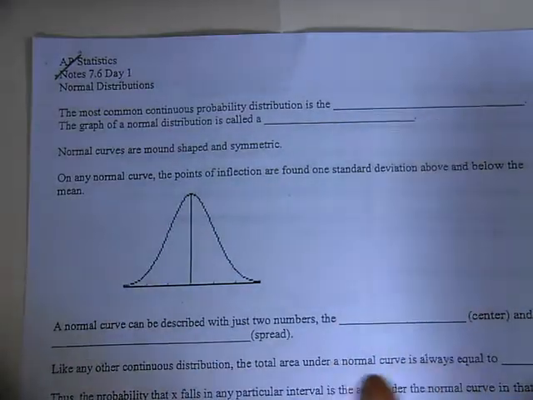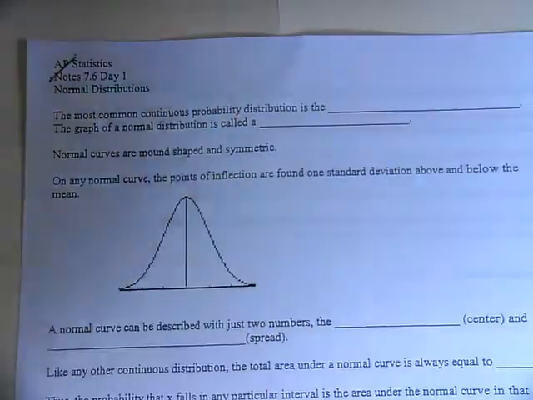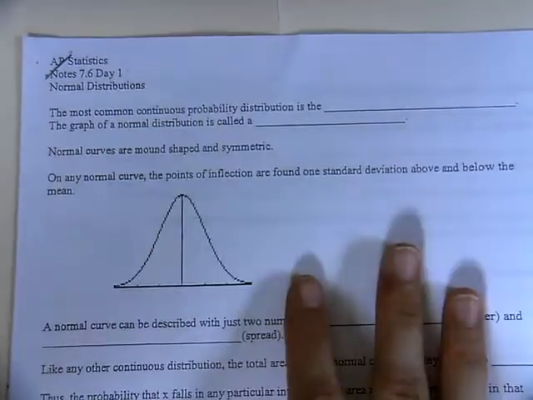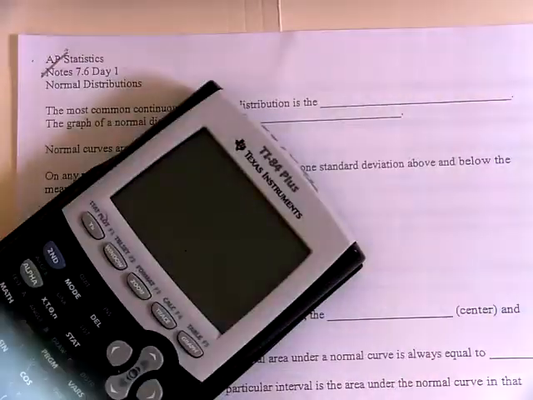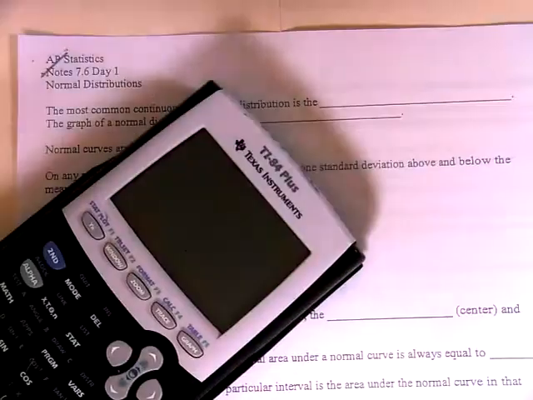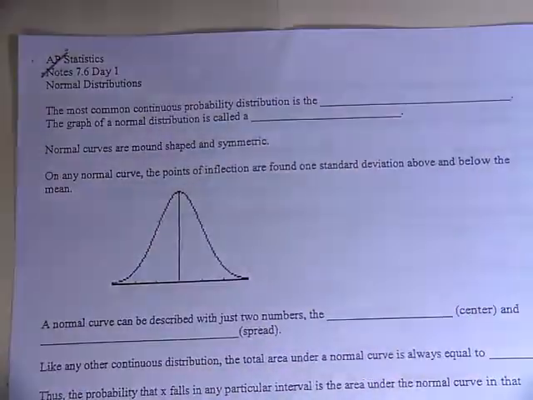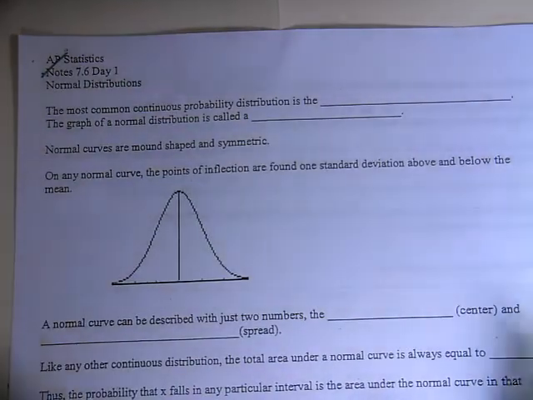Okay, so for 7.6, we're going to be looking at a normal distribution. You need two things before you start looking at these notes. Make sure you have your calculator, and make sure you have your formula sheet, because we're going to be using the tables on the second page. So make sure that you have this handy in your calculator. If you don't have it, pause the video, go get it.